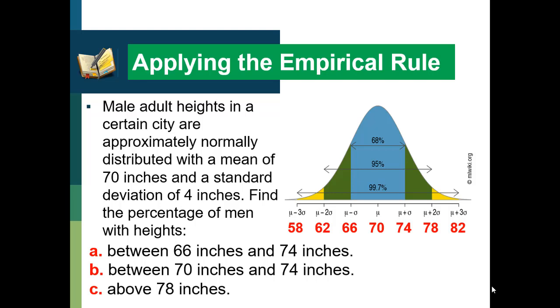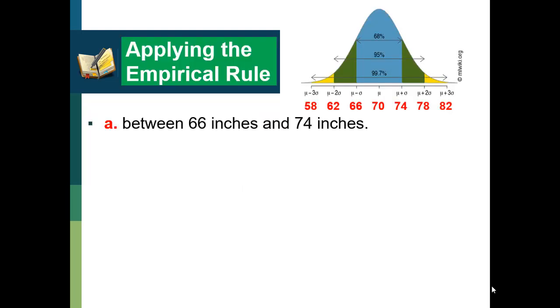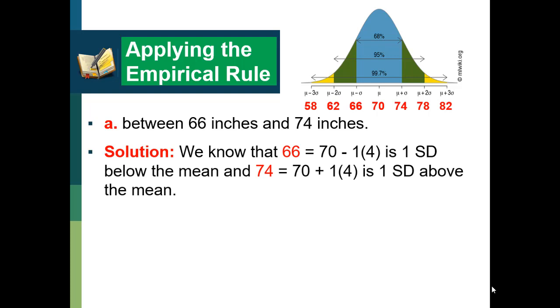Now for the first question. Find the percentage of men with heights between 66 inches and 74 inches. Let's answer that. Okay, between 66 inches and 74 inches. Solution. We know that 66 is 1 standard deviation below the mean, and 74 is 1 standard deviation above the mean, because that is 70 plus 1 times 4.